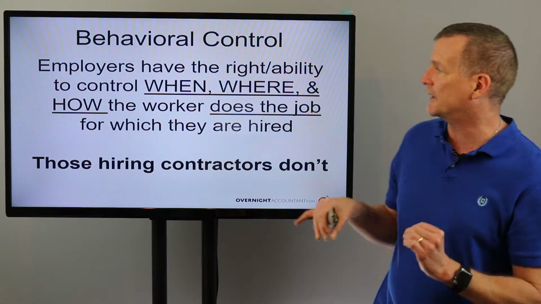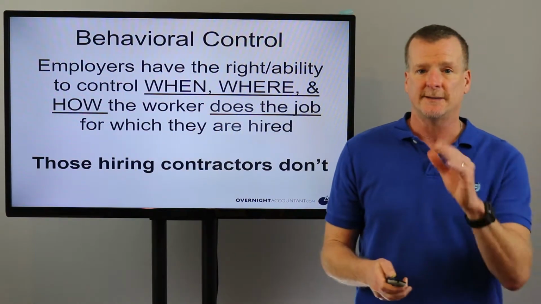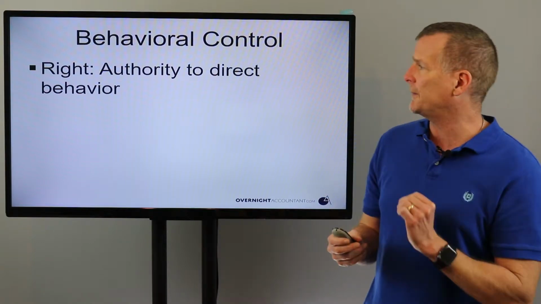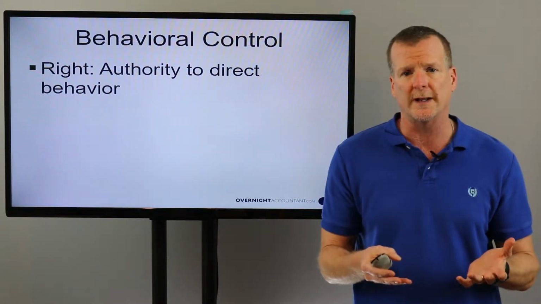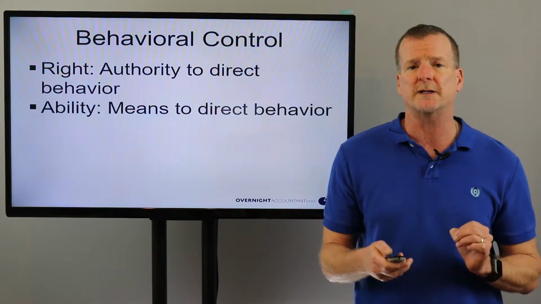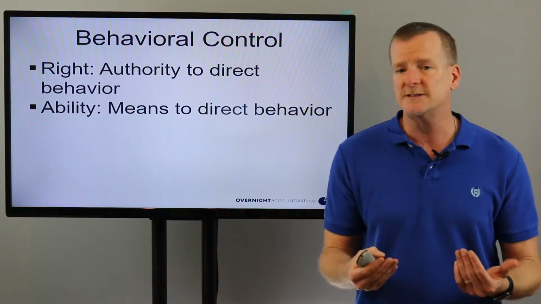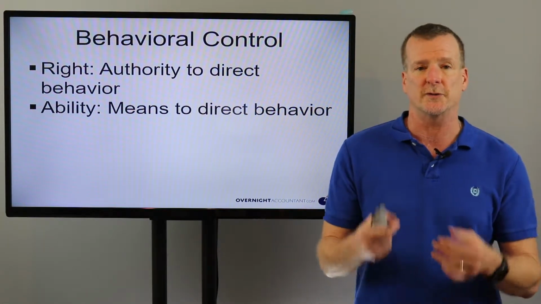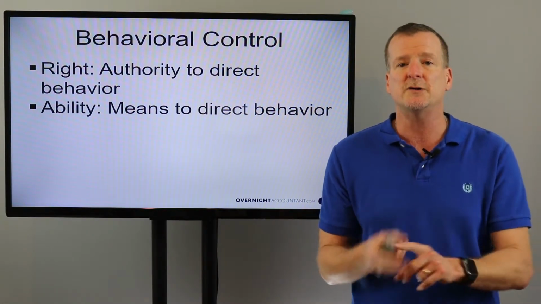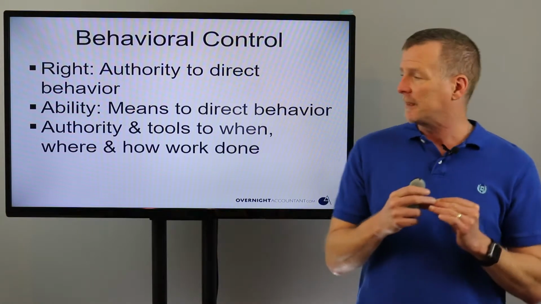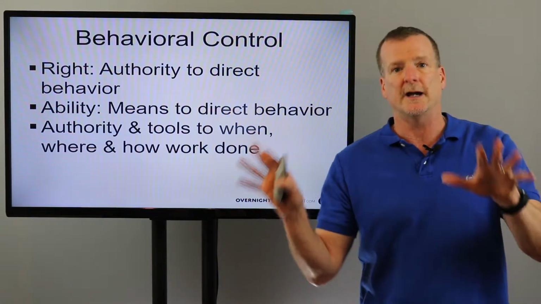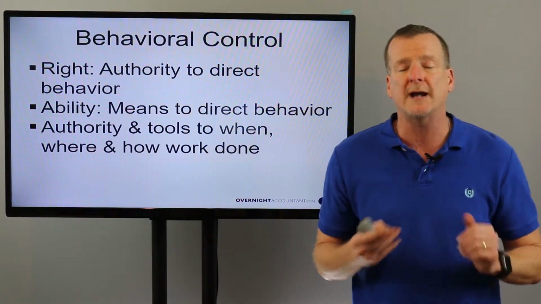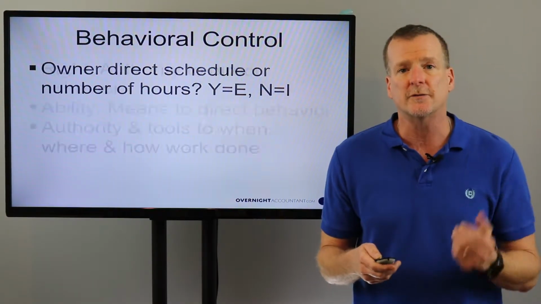And that's why it's so great, because there's a big line between these two, being an employee and an independent contractor. All right, so we talk about behavioral control. We discussed the right or authority. Basically, the right is the authority to direct a behavior, and the ability means it has the means to direct the behavior. So you have the authority and you have the means to control that behavior. In other words, you have the authority and the tools of when, where, and how the worker does the work.